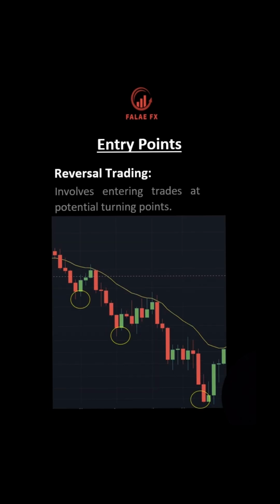As far as reversal trading is concerned, this involves entering trades at potential turning points. And these three circles show you the three potential turning points in this trend. You can see that price was rejected every time it touched the moving average. And this is a potential clear reversal only if price or the candlestick crosses and closes on the other side of this trend. So we won't know what happened in this instance, but these are the areas where reversal traders try to get in.